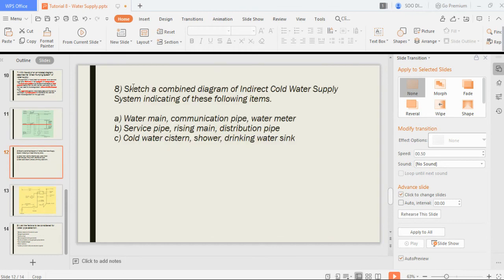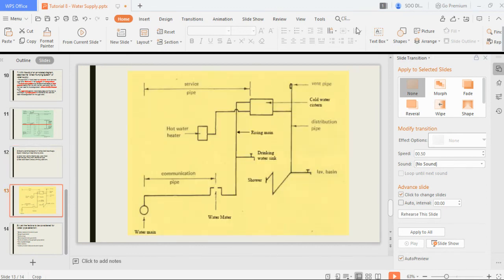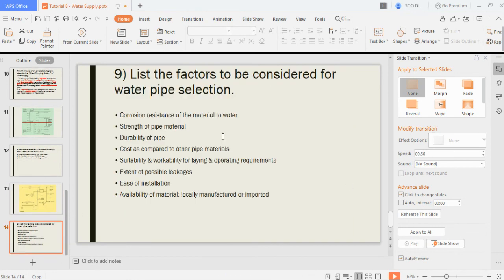Okay, next question 8 is to sketch a diagram of indirect cold water supply, and then you have to indicate the following. So the sketch is something like this, which you can find from your lecture notes. And then finally, we need to list out the factors to be considered for water pipe selection. So there are about 8.